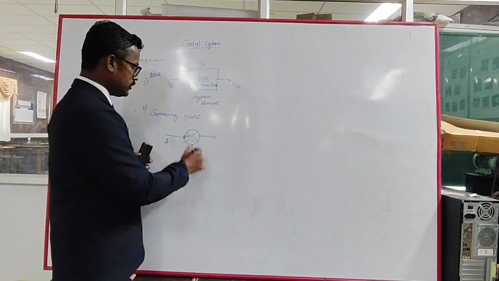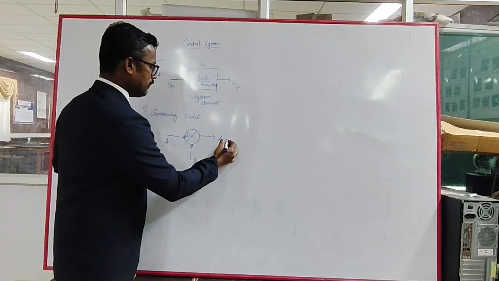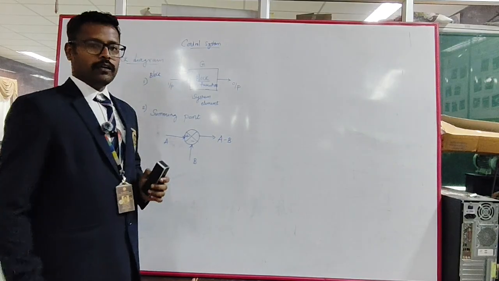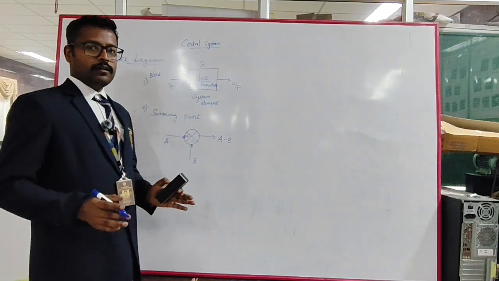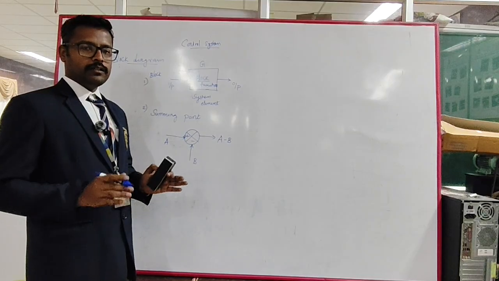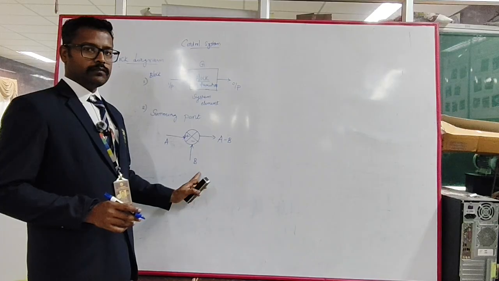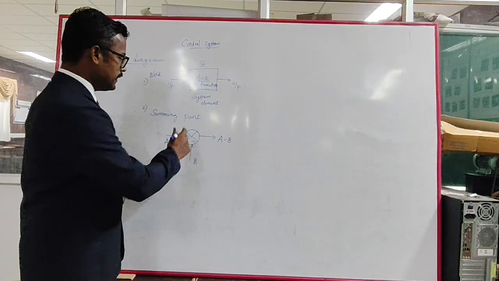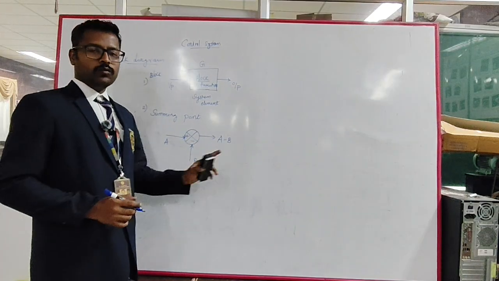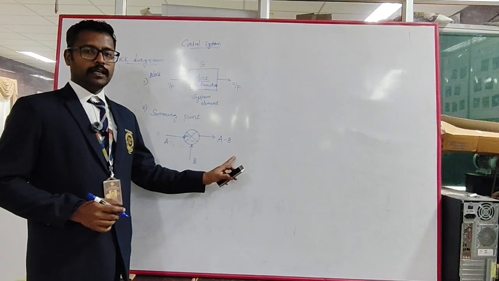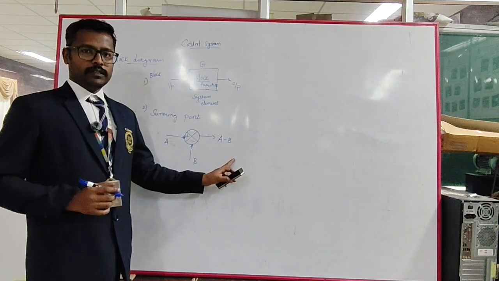So the result of these two things is A minus B. Okay, what is our normal mathematical calculation? In the same way, we are adding the signals in the control system. In the block diagram, it is called a summing point. So not only two signals, it can sum n number of signals.